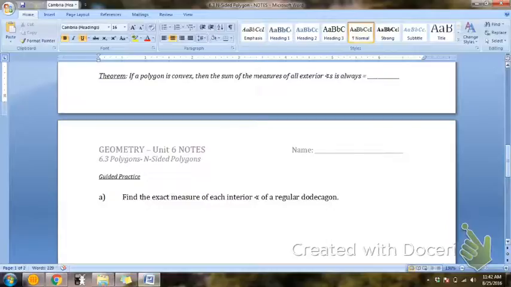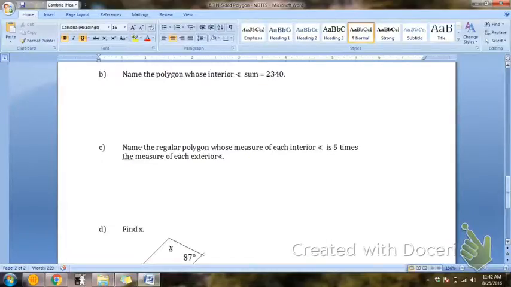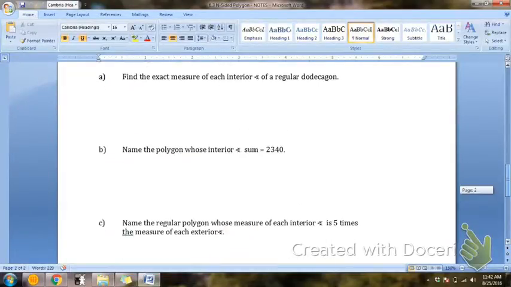It says find the exact measure of each interior angle of a regular dodecagon. All right, so the first thing that we need to do is figure out, what are they asking me to find? We're finding each interior angle. Without looking back, let's think about how we find each interior angle. What's always the first step? To find the number of triangles.